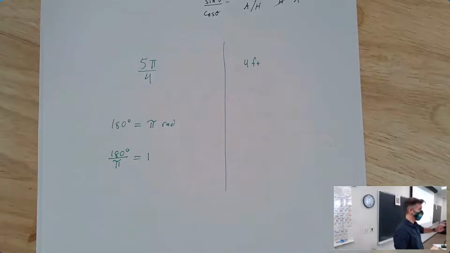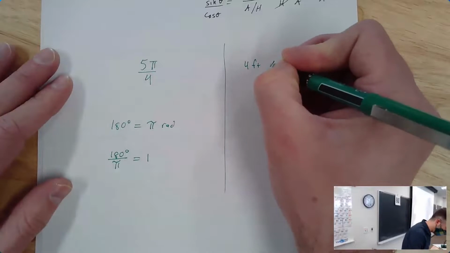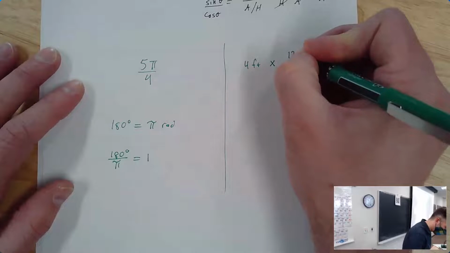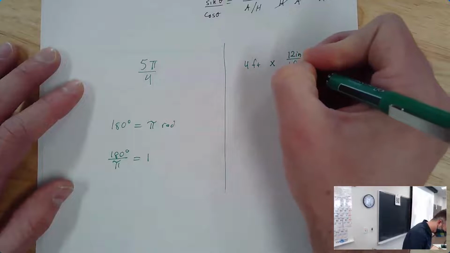If it doesn't change something. 1 is the only number you can multiply by that doesn't change a thing. So I have to multiply by 1 if I don't want to actually change the value. Here's the 1 I'm going to multiply by: 12 inches divided by 1 foot.